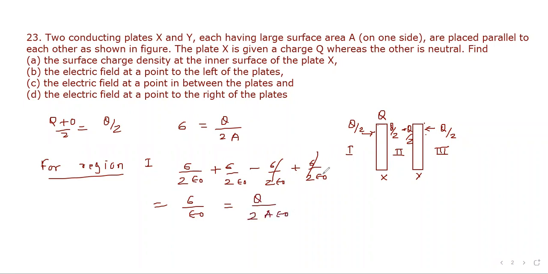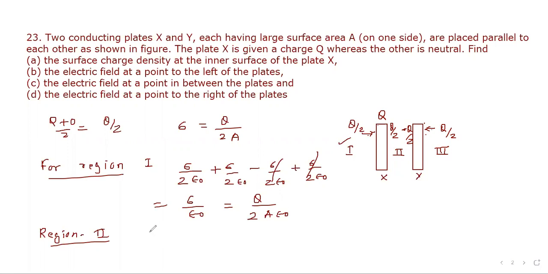2A epsilon naught. Now consider region 2. So region 2, here, due to this Q by 2 field will be towards right, due to this Q by 2 field will be towards right, and due to this minus Q by 2 field will be towards right, and due to this Q by 2 field will be towards left.